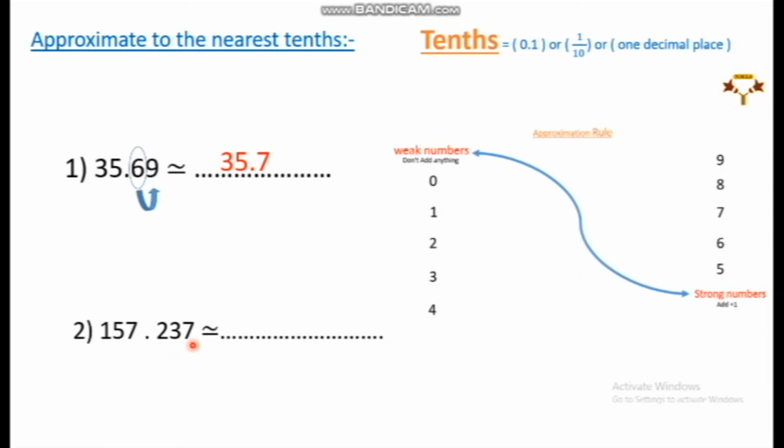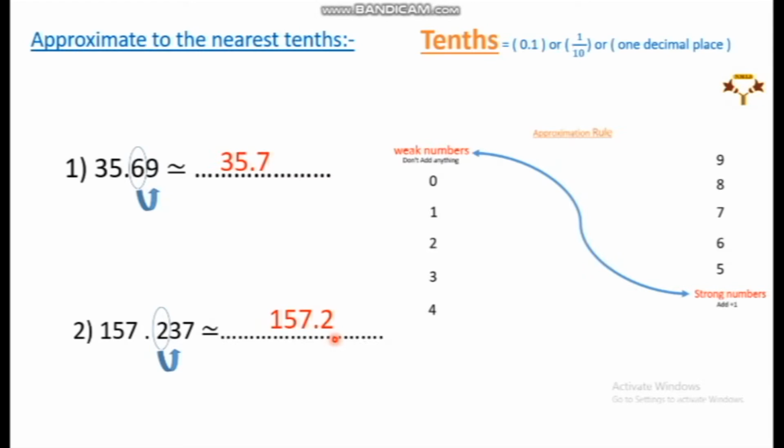It's the 2. So we circle the 2, and then we look at the digit after the 2, which is the 3. Now you have to ask: is this 3 from the weak or the strong numbers? It's from the weak numbers, so I don't have to add anything to the 2. The answer will be 157.2.